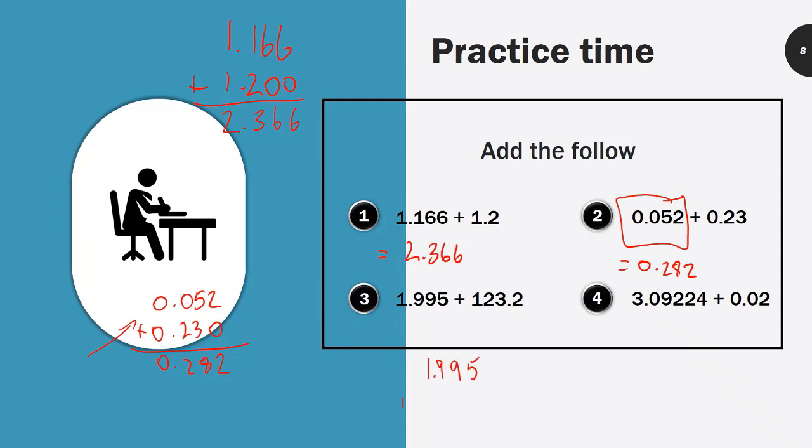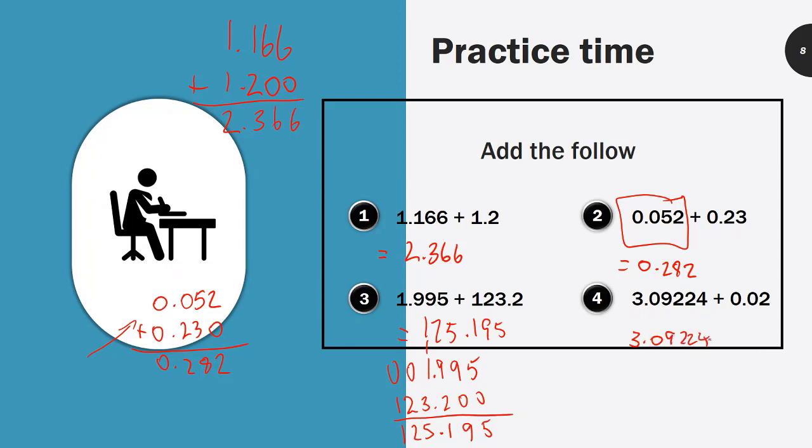My next one, I'm running out of space here, 1995 Goodyear 95, plus 100, 123.2. I'm going to add in a few zeros to make it easier, and I've got a 5 and a 9, and then here I've got an 11, so I need to carry the 1 to give me 5, and then 2 and 1. So my answer there is 125.195.